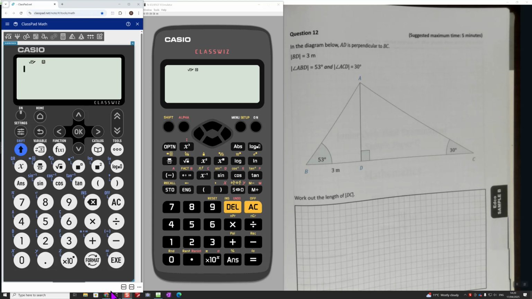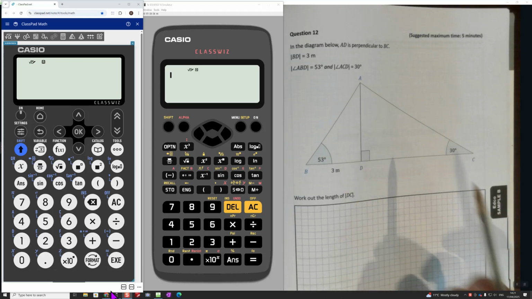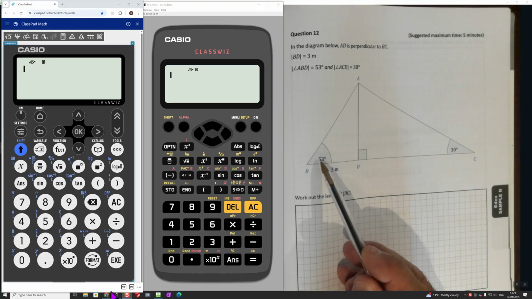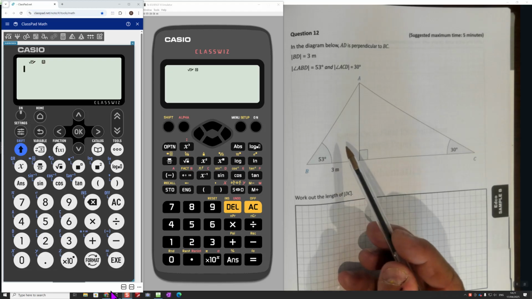Okay, welcome back students. We're on question 12. It is a compound sort of triangle, a triangle with two triangles inside of it, whatever way you want to look at it. So we see the picture. We have a dimension of 3 meters and 53 degrees. So the left hand side smaller triangle is solvable.